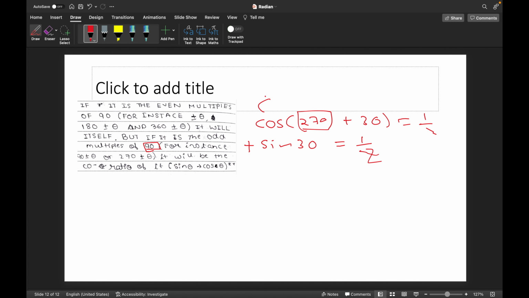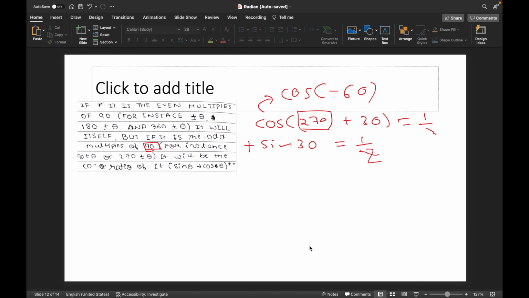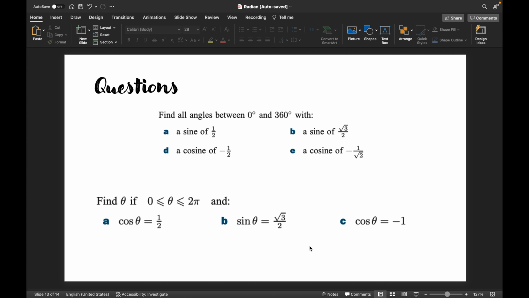This could also be written as cos negative 60. And you can try with various values and different trigonometric ratios. I'm hoping that this concept is clear. So let's move on to a few questions. The first question states the following: find all angles between 0 and 360 degrees with a sine of 1 by 2.